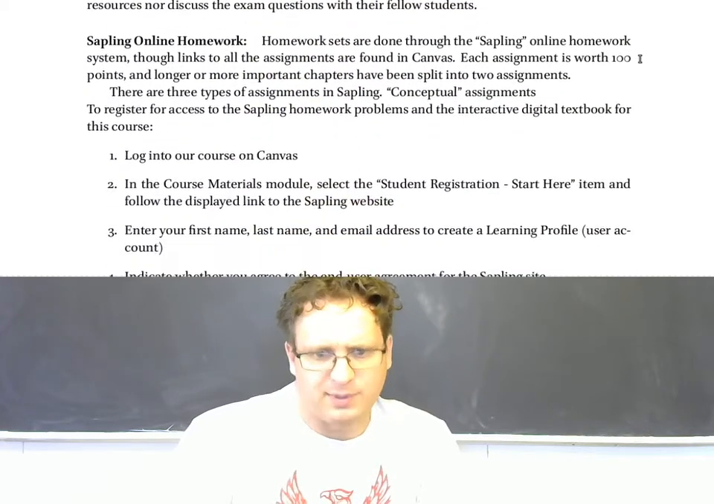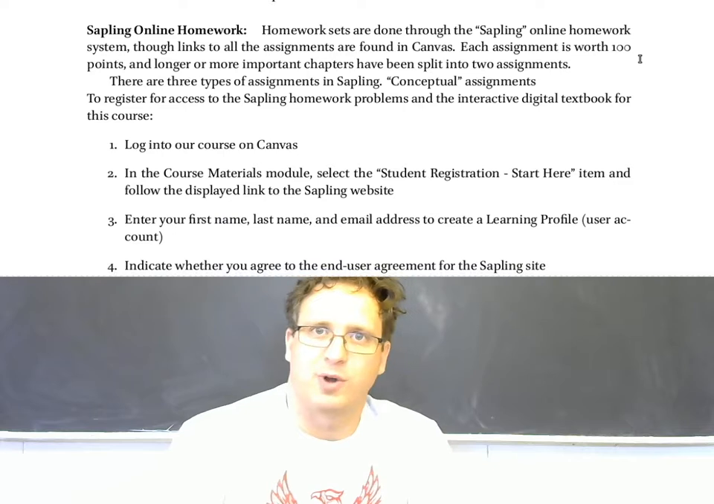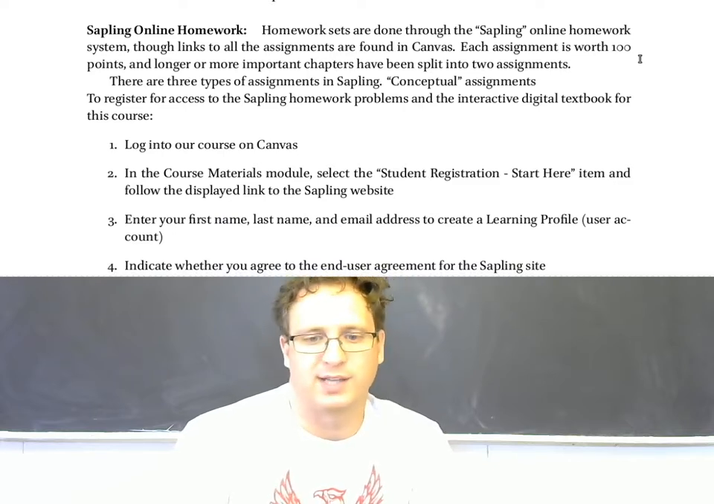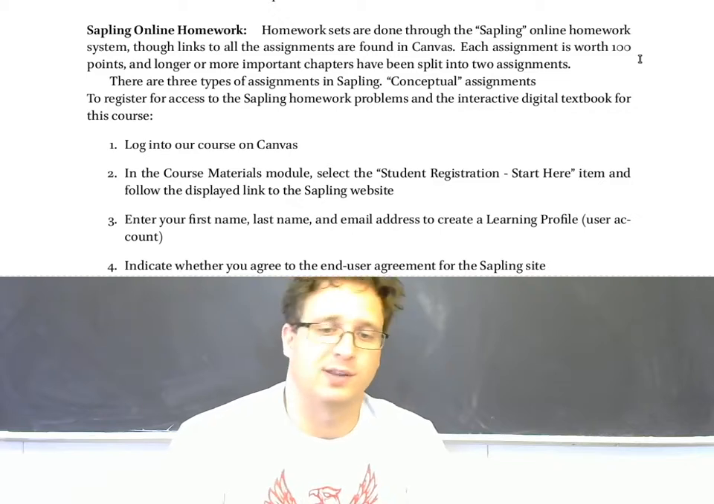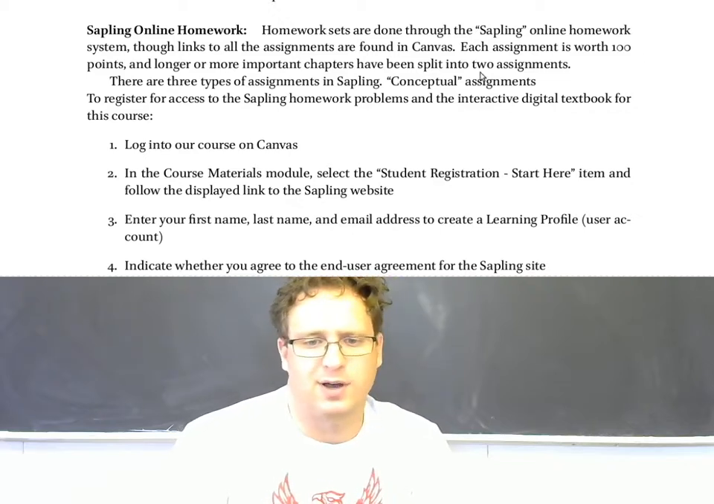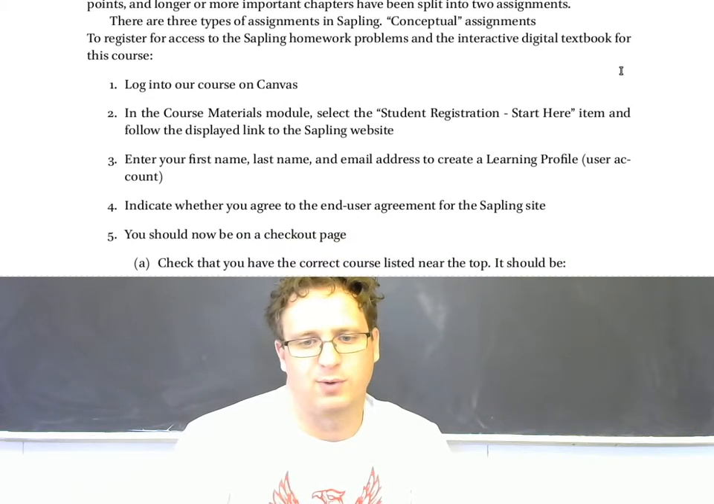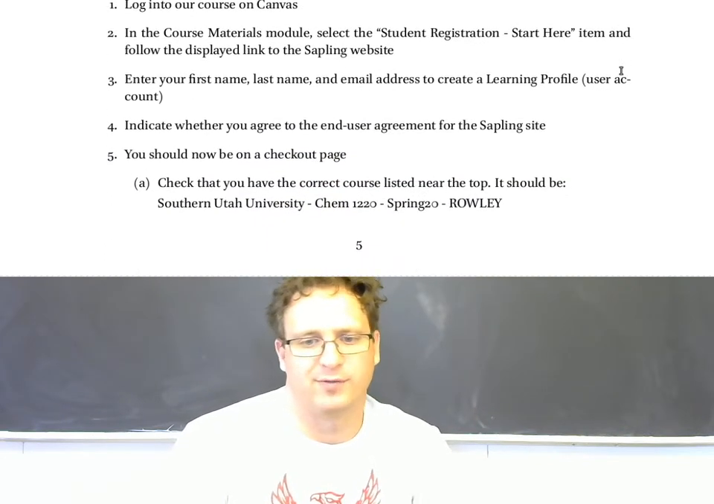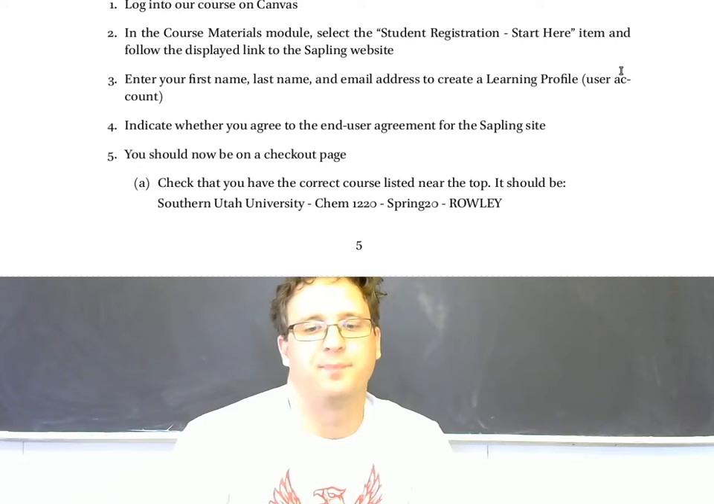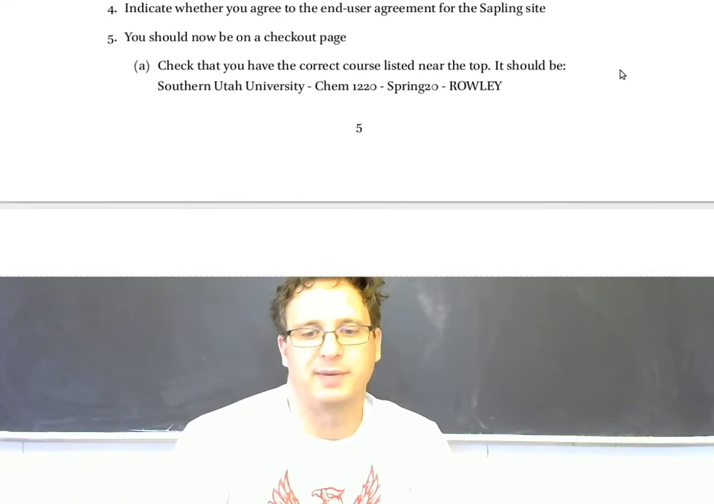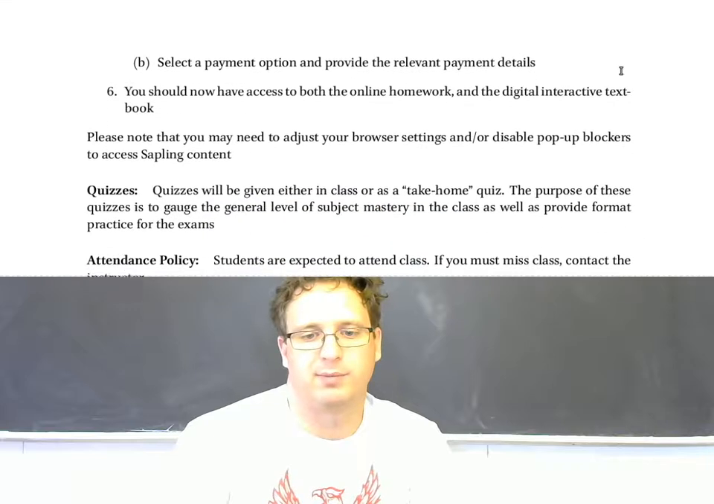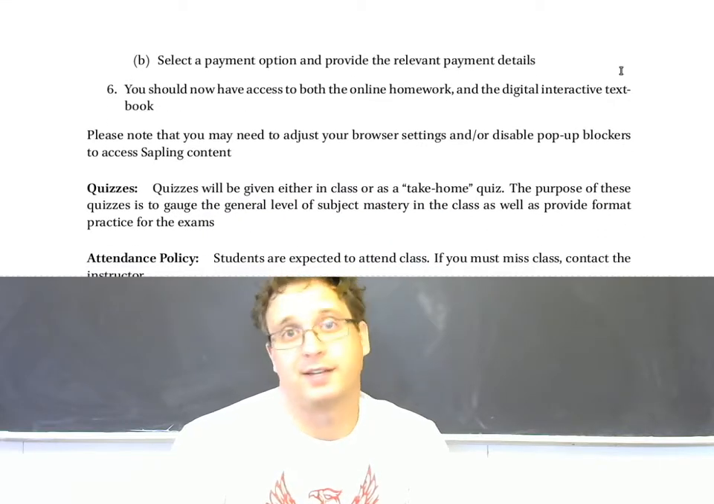Okay, so Sapling. You maybe have done Sapling before. The sign-up process for Sapling in this course will hopefully be a little bit more streamlined than what you've done in the past. So all you need to do is log into our course on Canvas. In the course materials module, you'll select student registration, and it will walk you through. You'll have to enter your name and your information. You will have to provide some payment details for Macmillan Publishers, and then you'll have access to Sapling.